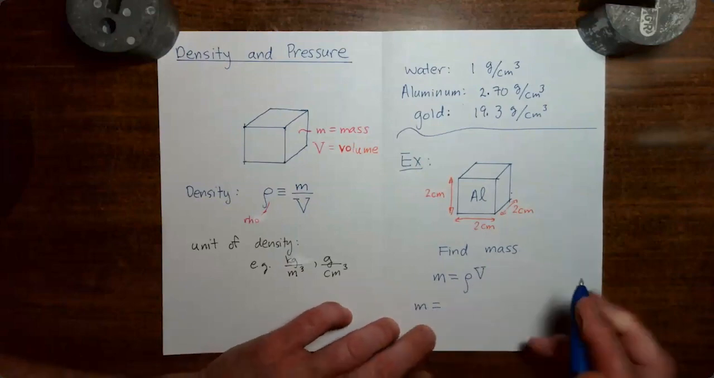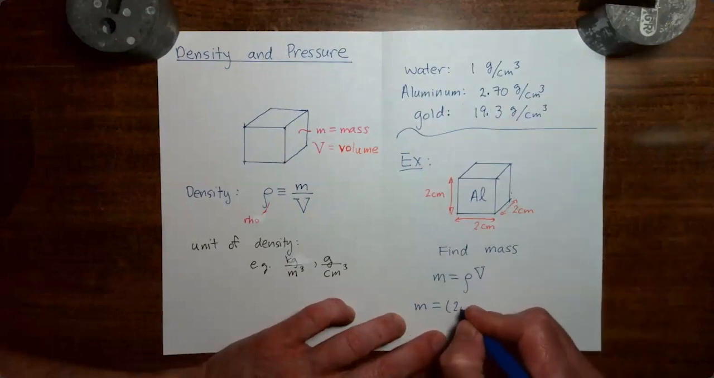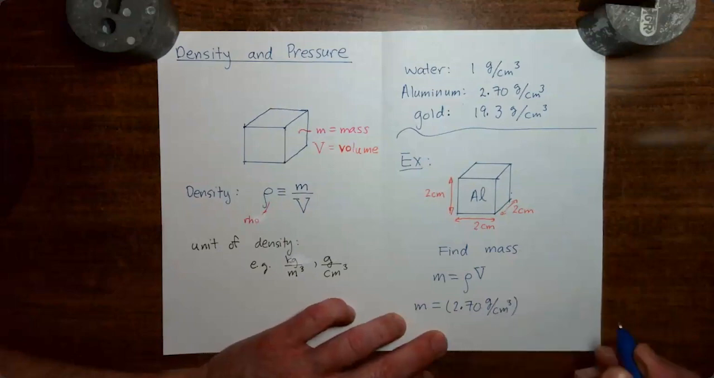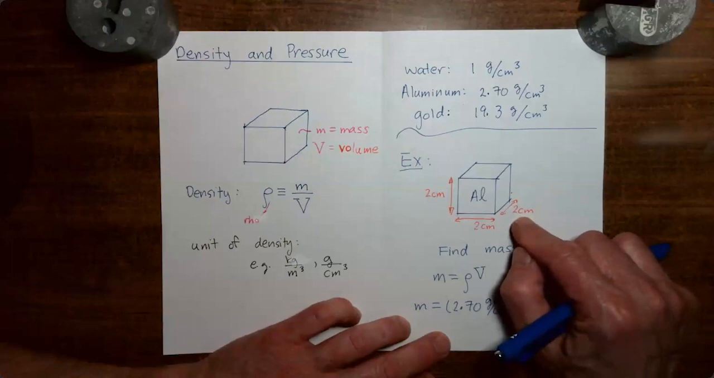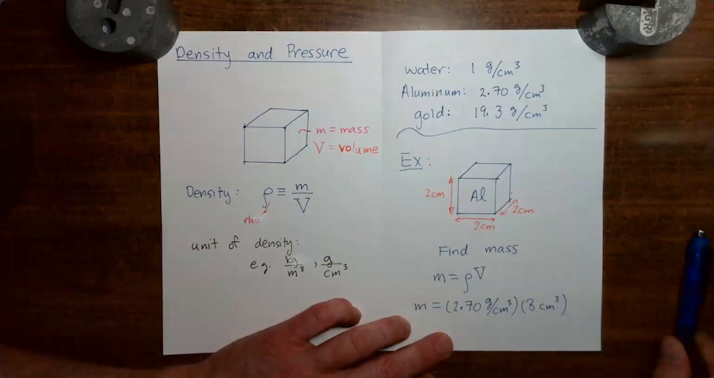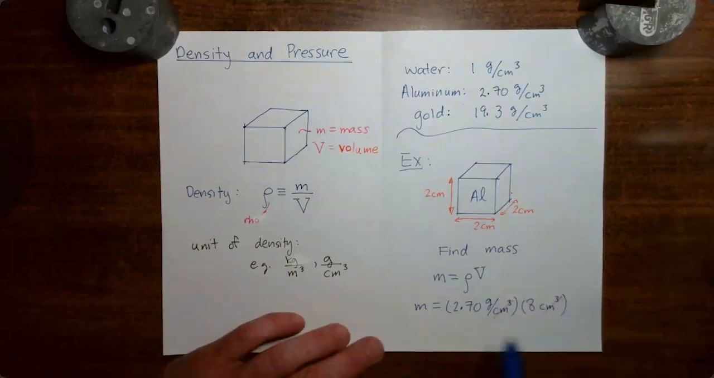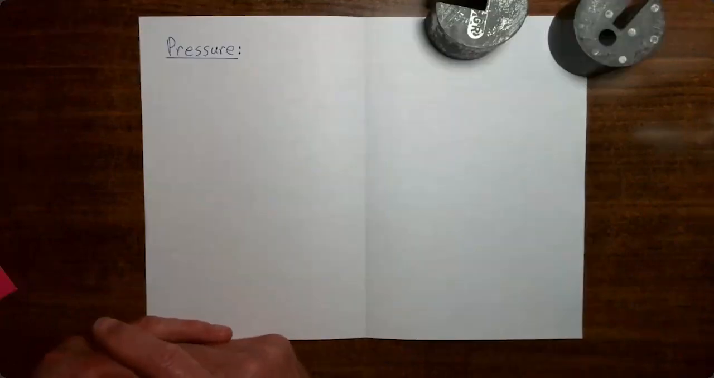So we're just going to substitute, put in the density of aluminum, 2.70 grams per cubic centimeter. The volume of a cube, which is 2 centimeters on each side, would be 8 cubic centimeters. So cancel cubic centimeters against cubic centimeters, and we get that the mass of this cube is 21.6 grams. Now let's move on to pressure.